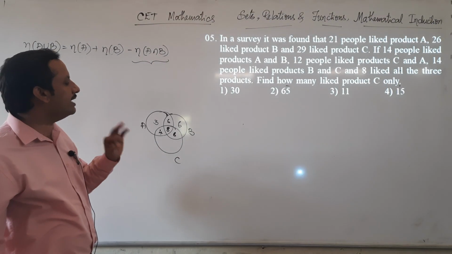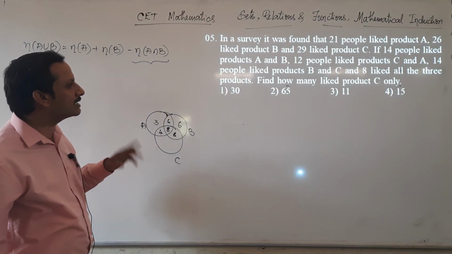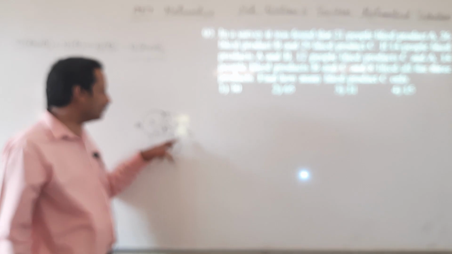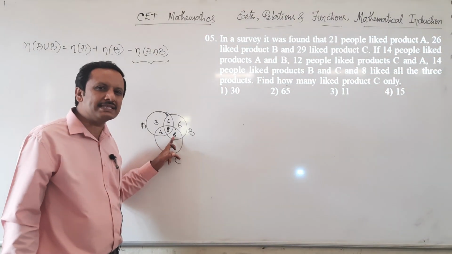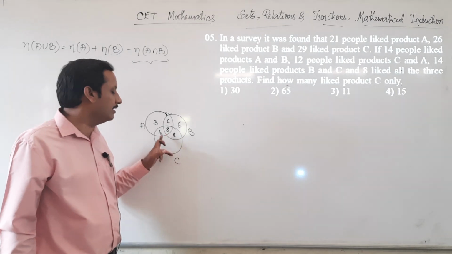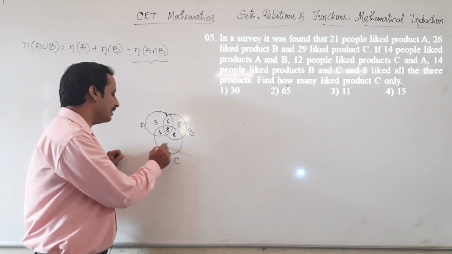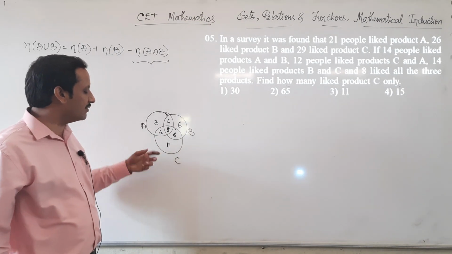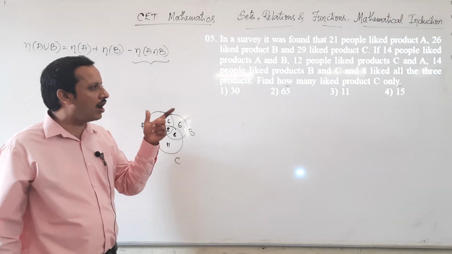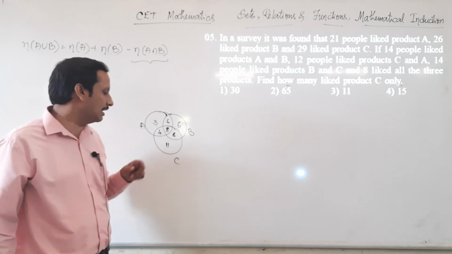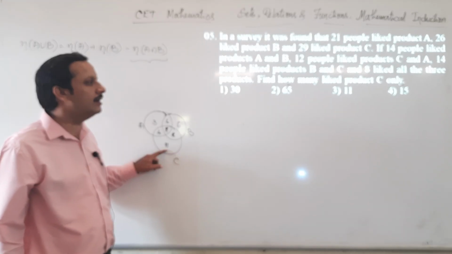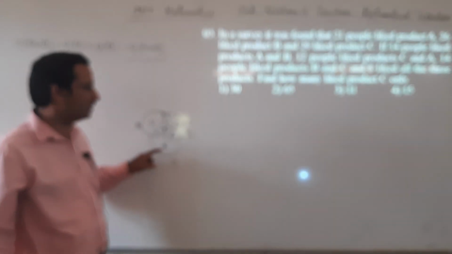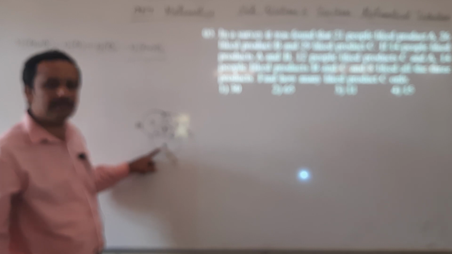Then 29 liked product C. That means here 4 plus 8, 12, plus 6, 18. Total 29. Here 18 are there, remaining 11. So observe, what's the question? Find how many liked product C only. So these are the persons. There are 11 persons who liked product C only. So that's the answer. 11 is the answer.